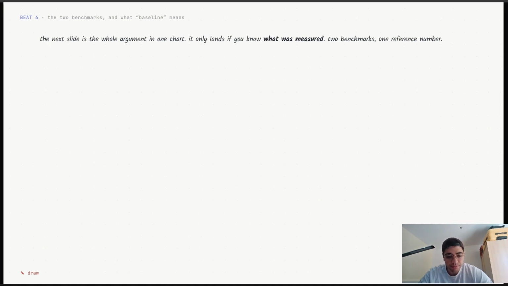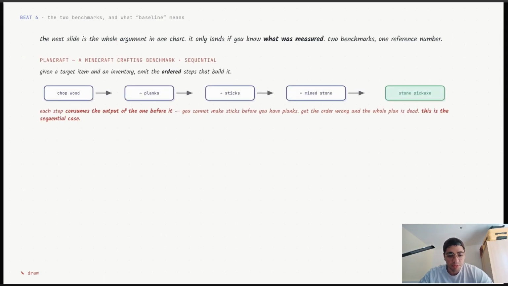So for example, we have the first benchmark, which is called Minecraft. This is coming from the game of Minecraft. Even if you don't know what Minecraft is, I will explain to you basically what the benchmark is. The idea here is that you get a target item and then an inventory, okay? And you have to emit the ordered steps that build a stone pickaxe. So you have these following steps, one by one, to be able to build a stone pickaxe.